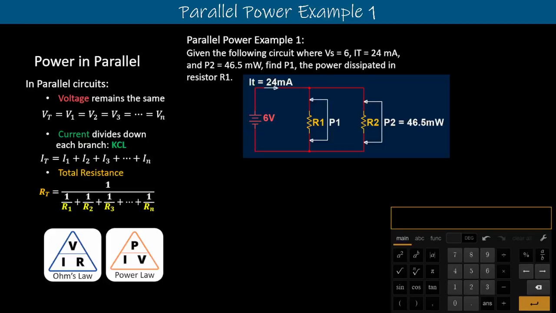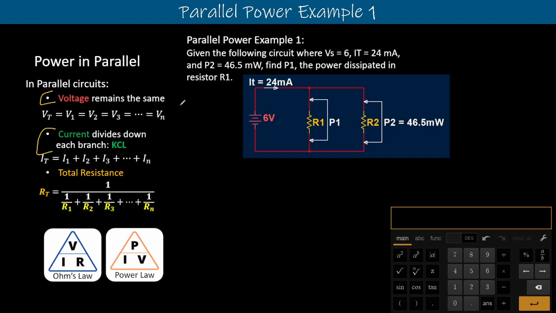Hello and welcome. In this video, we're going to look at parallel power. So we have a couple of expectations over here. We remember that the voltage remains the same in parallel and that the current is the dividing part in parallel, which means that the power is going to do a lot like it did in series. Power distributed in series, well, power is also going to distribute in parallel.